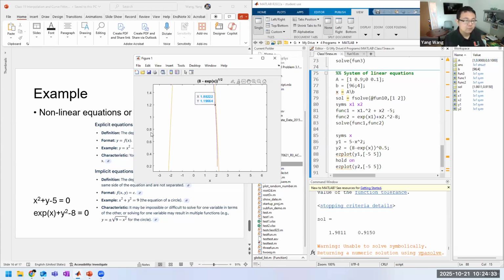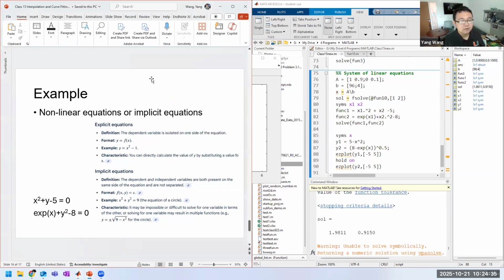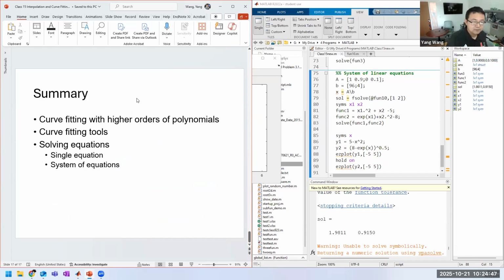Okay, so it turns out that this is more sophisticated than we thought. But you can see that basically these are the ways for us to use the fsolve function to find out the roots, right? But still, it's always safer to make the plots first and then find out the solution. Okay, so that's it for this class.